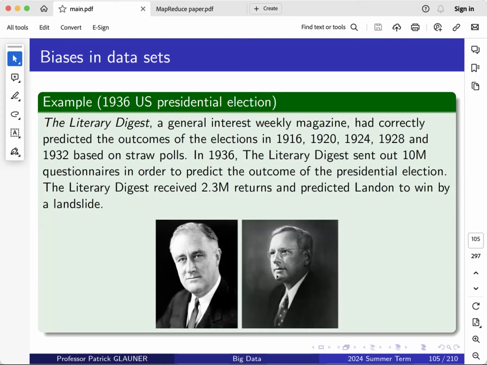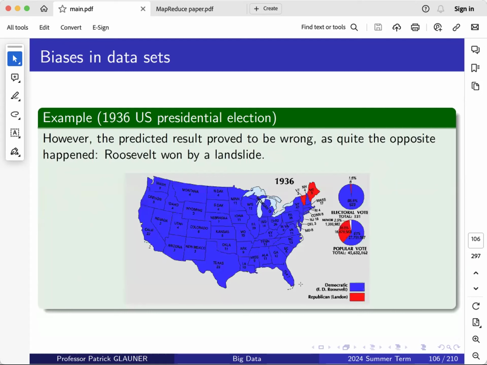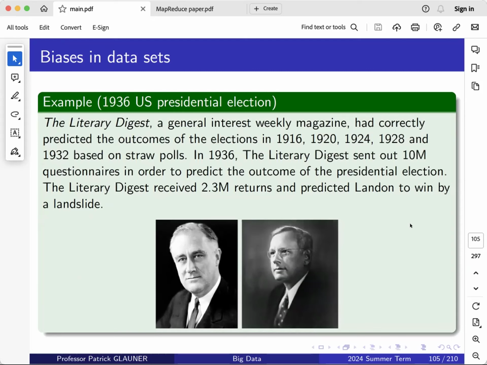Now, most of you, or probably none of you, have ever heard about Alfred Landon before. You only heard about Roosevelt. So probably it didn't work out very well for Landon. In fact, he actually lost the election. This is what the result looked like. Landon only won 2 states, and Roosevelt won the other states. So a major win for Roosevelt, a major loss for Landon.